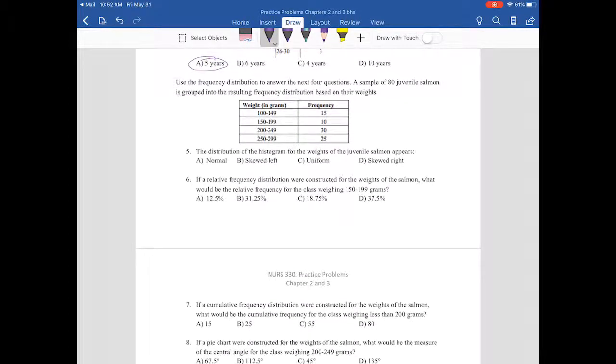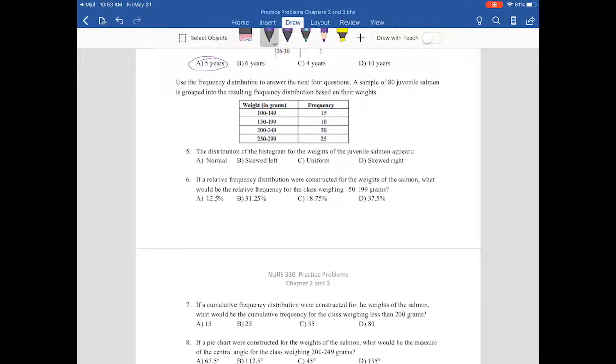Moving on to number 5. In number 5, we have a frequency distribution of 80 juvenile salmon, and here are their weights. When we have this frequency distribution, number 5 asks: the distribution of the histogram for the weights of juvenile salmon appears to be what?